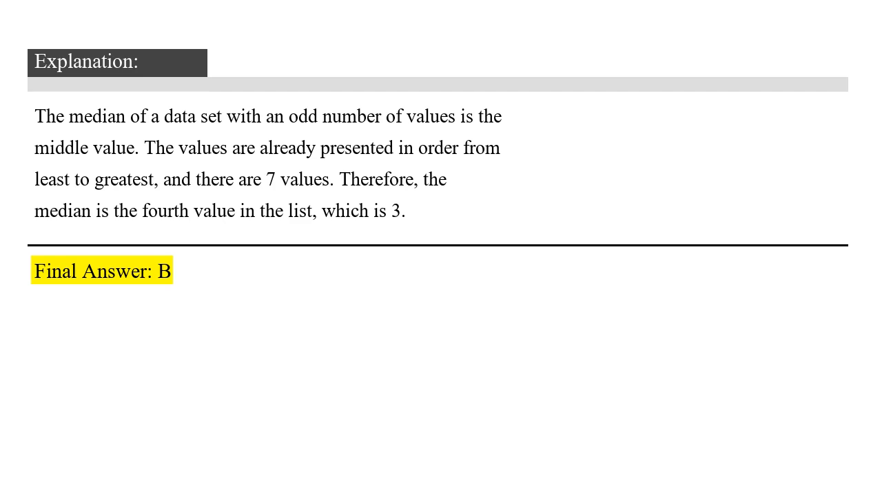The area of a circle is given by the formula pi r squared, where r is the radius. Values are already presented in order from least to greatest, and there are 7 values. Therefore, the median is the 4th value in the list, which is 3.